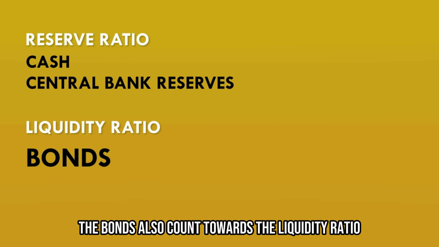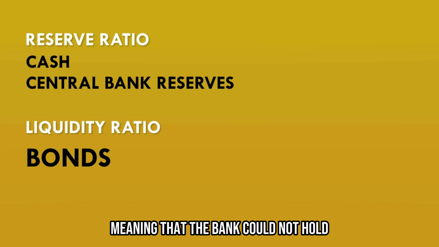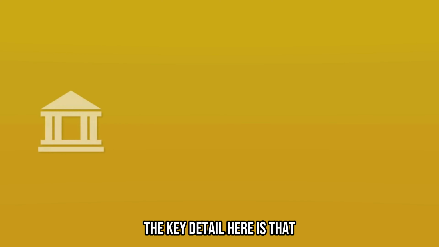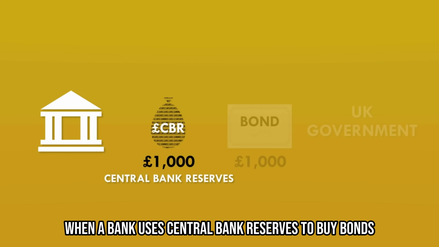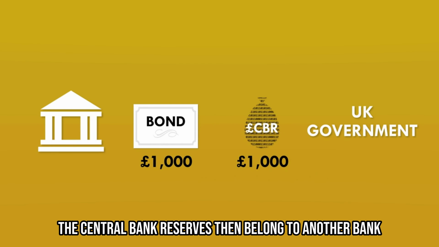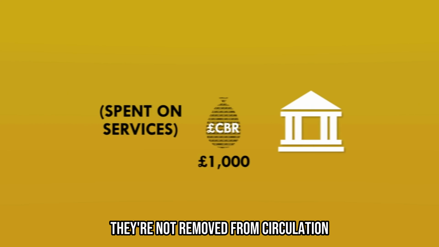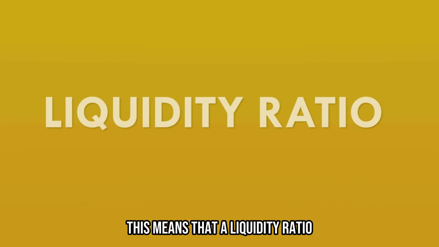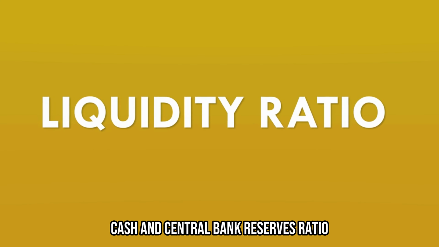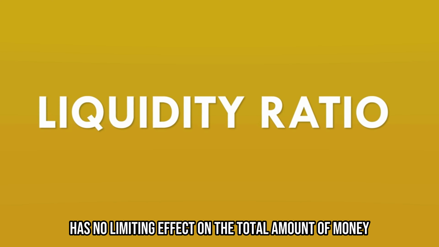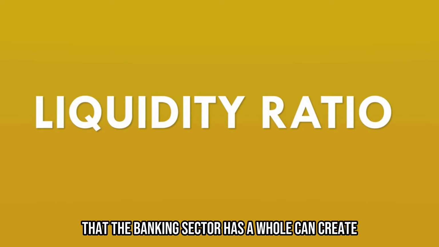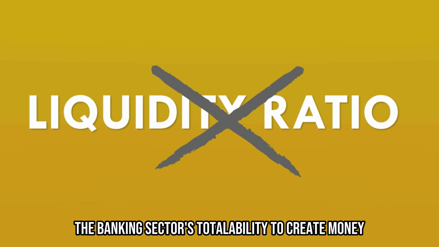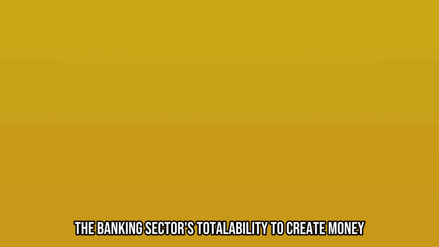The bonds also count towards the liquidity ratio, meaning that the bank could not hold any cash or central bank reserves and still meet the ratio. But the key detail here is that when a bank uses central bank reserves to buy bonds, the central bank reserves then belong to another bank. In other words, they're not removed from circulation, they're still circulating through the system. This means that a liquidity ratio, as opposed to a proper cash and central bank reserves ratio, has no limiting effect on the total amount of money that the banking sector as a whole can create. So a liquidity reserve ratio will not limit the banking sector's total ability to create money.